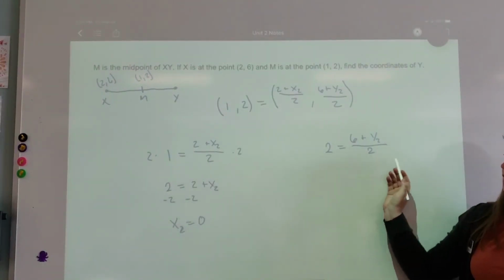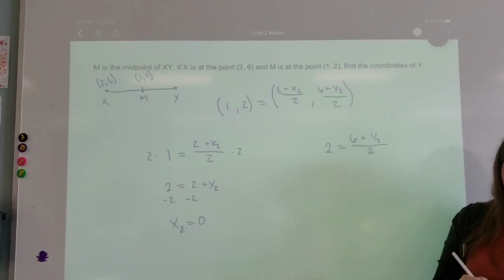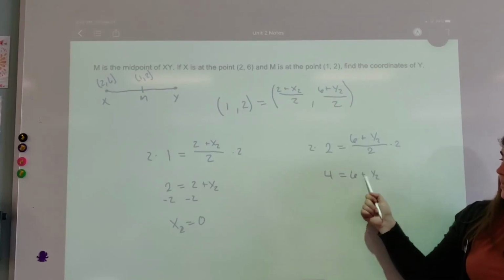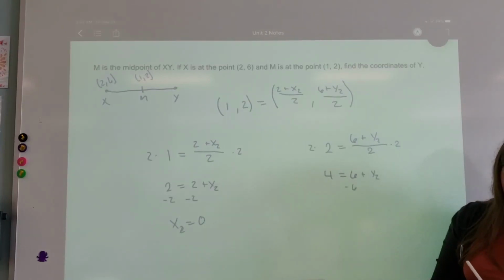And now I need to solve for my second y coordinate. So I have another fraction here. I want to get that 2 from the bottom, so I'm going to start by multiplying both sides by 2. So I have 4 is equal to 6 plus my second y coordinate. I want to get this by itself, so I'm going to subtract 6 out from both sides, and that gives me that y2 is equal to -2.